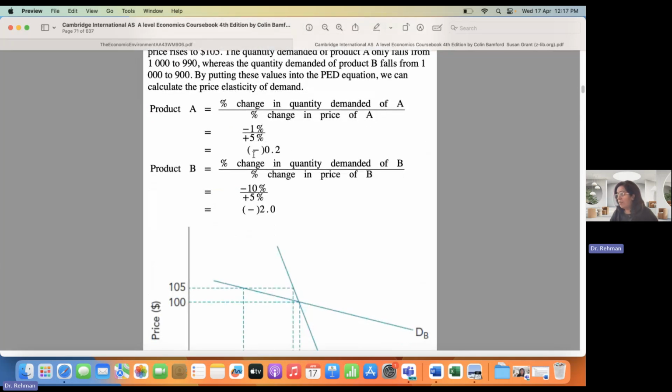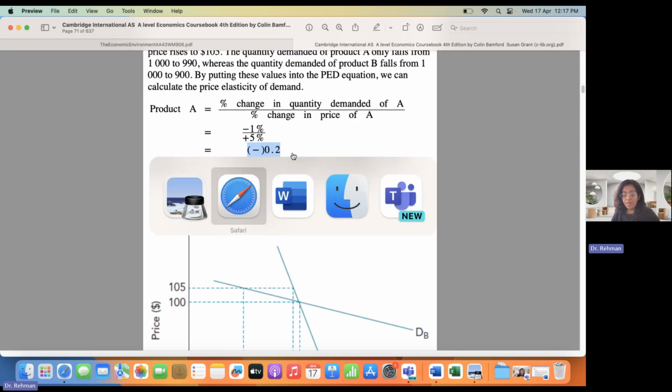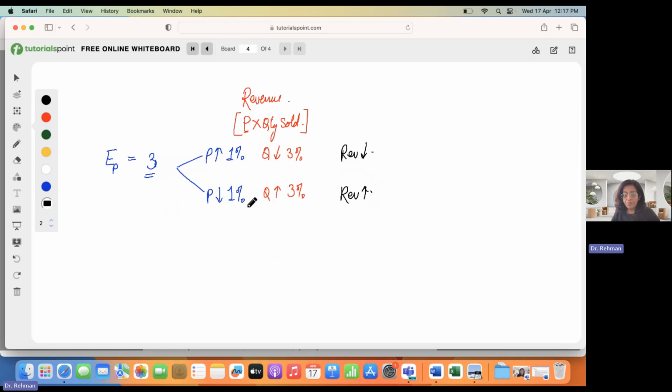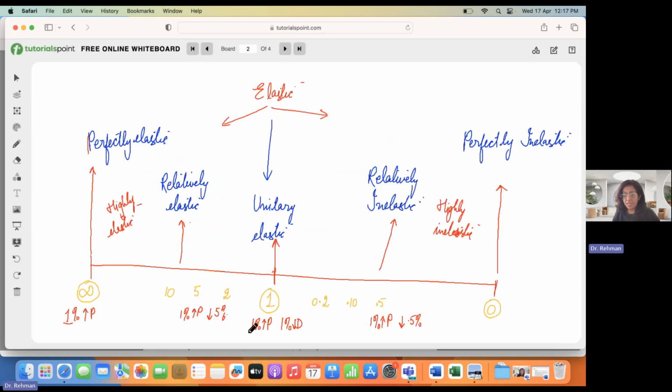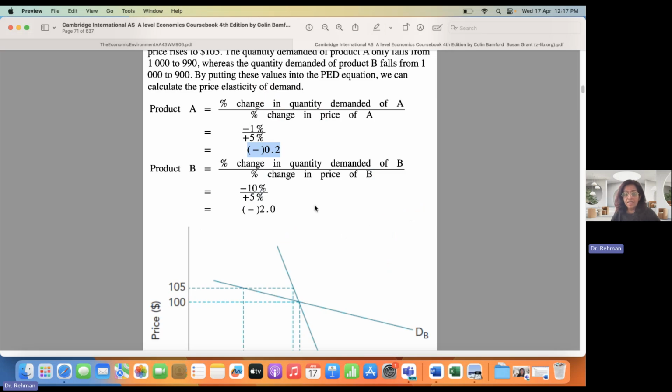See, minus 0.2. So when I say minus 0.2 is the elasticity of demand, this is percentage. If I ask you to compare 0.2 with the table that I have taught you here, forget minus because minus shows the direction. This is the value that is given in the answer. So this is relatively inelastic. And the second product has price elasticity of demand of 2. Forget minus. 2 means it is relatively elastic.